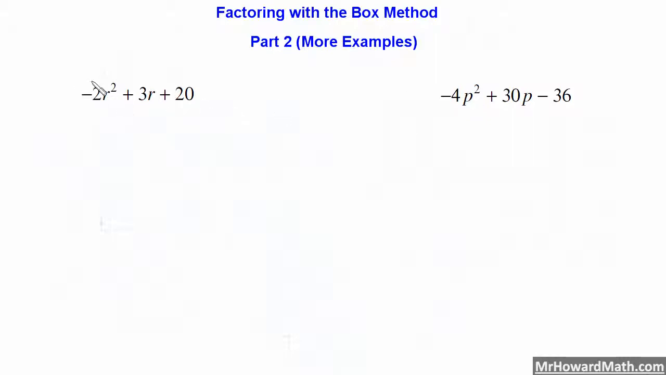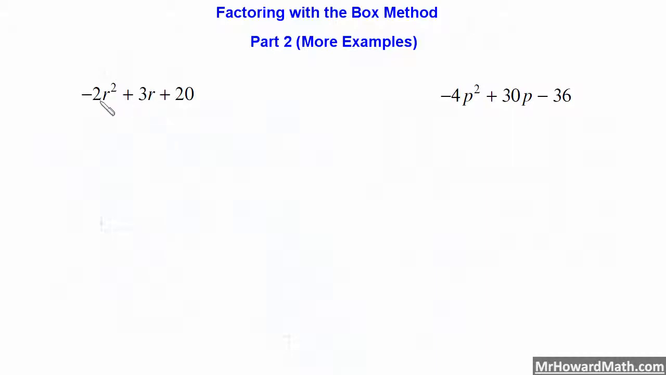In this case, we have a negative coefficient for our first term, for our squared term here, and we'll need to work with that before we start the box method. And then over here we've got a negative coefficient on our squared term, but we also have a greatest common factor that we can also pull out of this in order to help us with our factoring there. So let's start with this example.